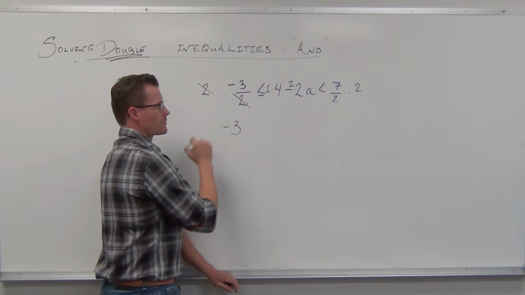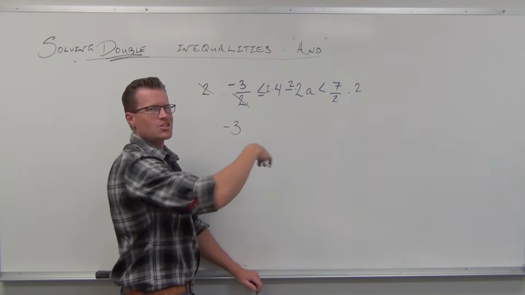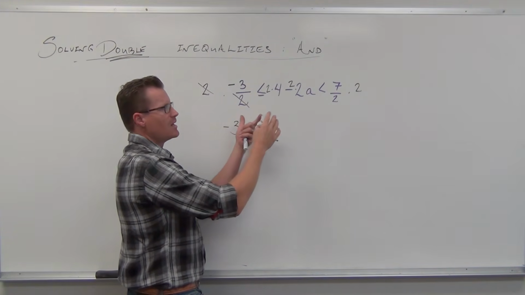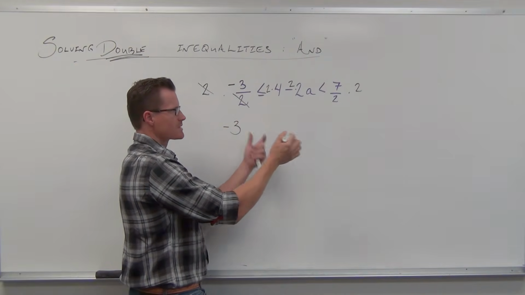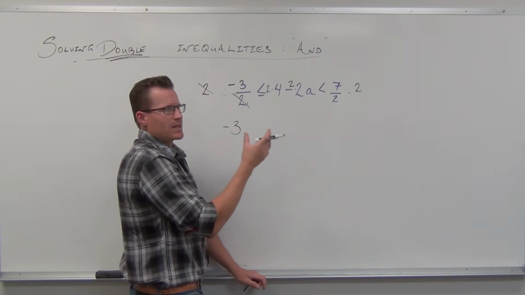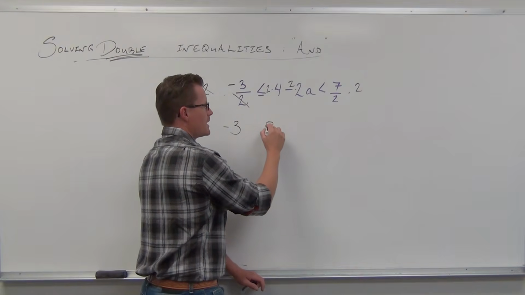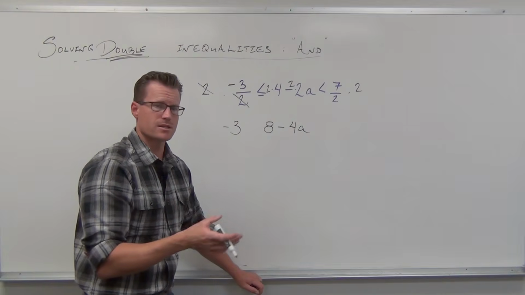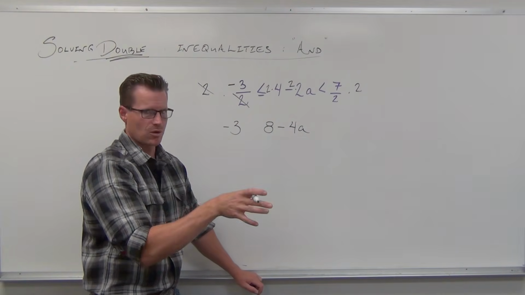We're only left with -3. In here we had no fractions. It just had to play along. It had to get multiplied by that 2 to keep the relationship between our inequalities the same. Here we have 8. Here we have -4a. Nothing cancels, nothing simplifies. We just had to multiply every term by the same number.